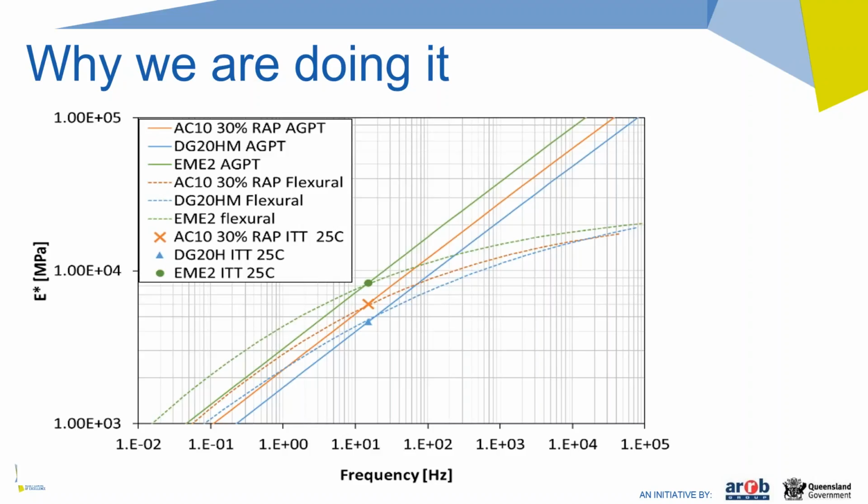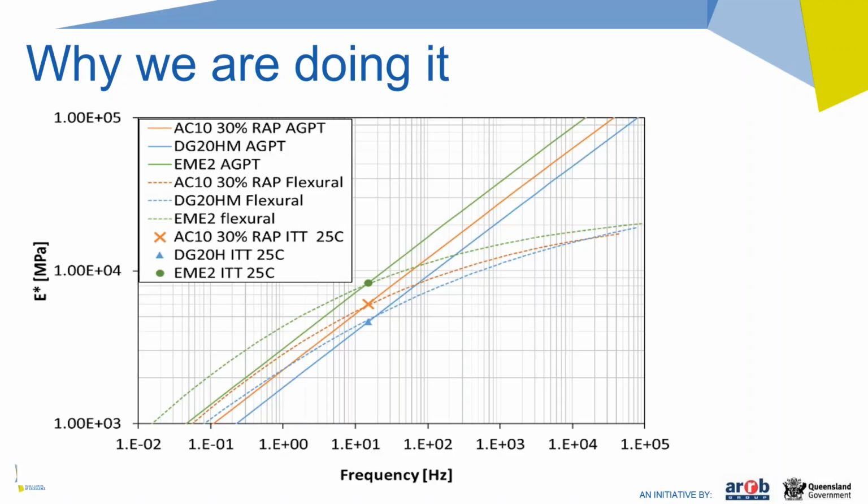And then the straight lines on this graph are how we predict the modulus at different frequencies using the current Austroads methods. So from that single point, we extrapolate over a range of frequencies using the Austroads method, and that results in a straight line on this graph. Whereas the actual measured stiffness using the flexural modulus test is represented by the dashed lines on this graph, and you'll see that's a slightly different line or shape than what we assume under Austroads.